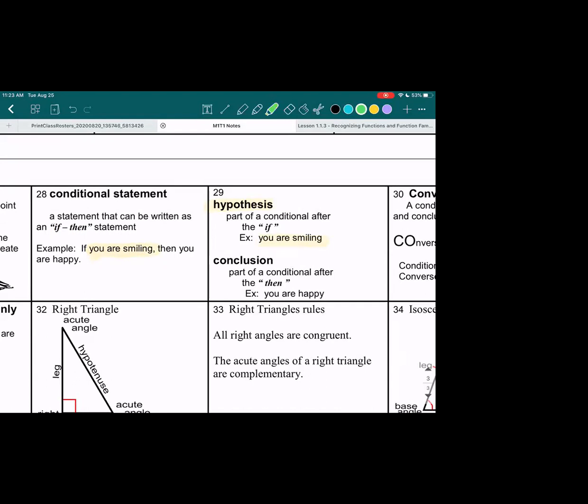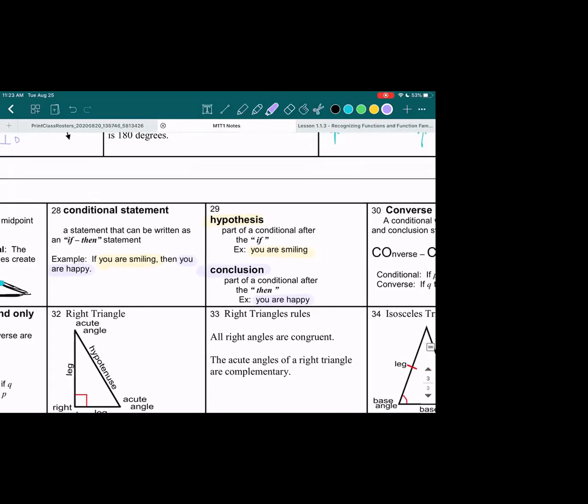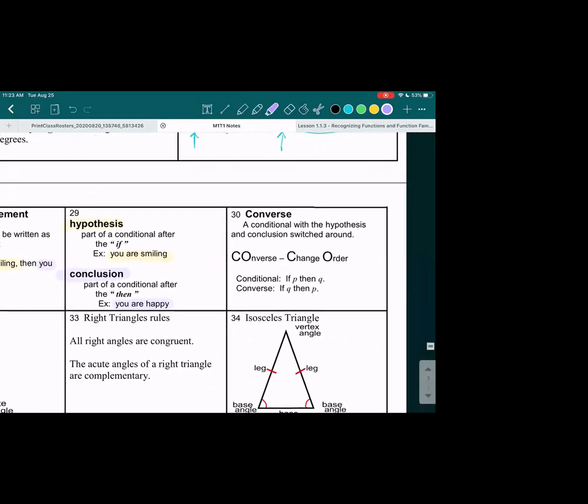In contrast, we have the conclusion. It's the part that comes after the word then. So conclusion, you are happy. So if hypothesis, then conclusion. All the conclusions I have put in purple. If hypothesis, then conclusion. All right, let's go to the next one.